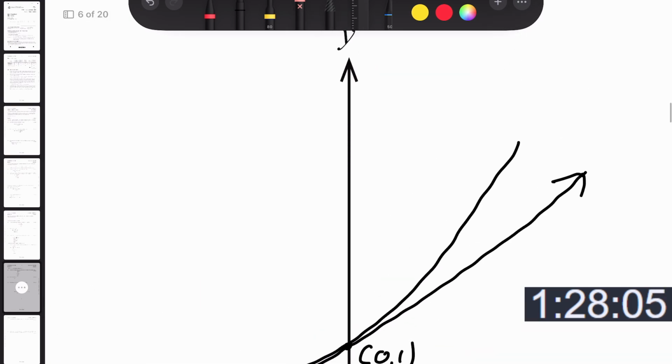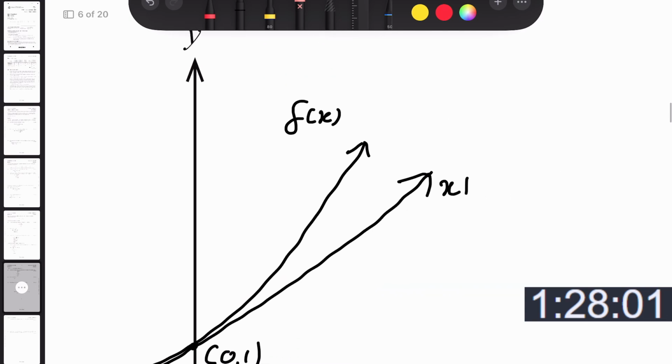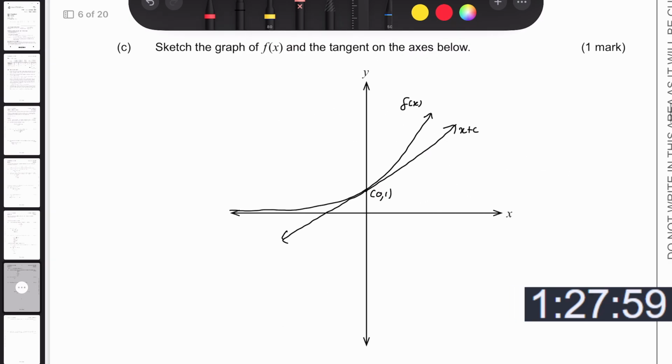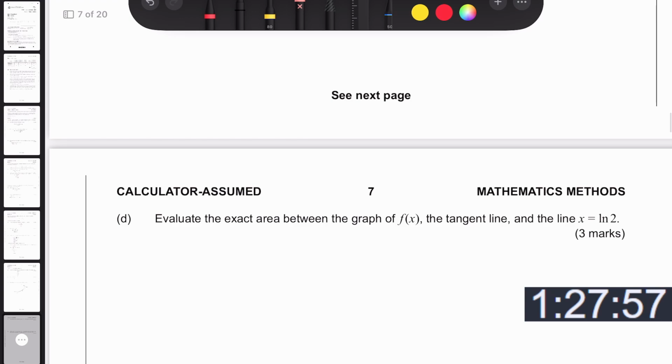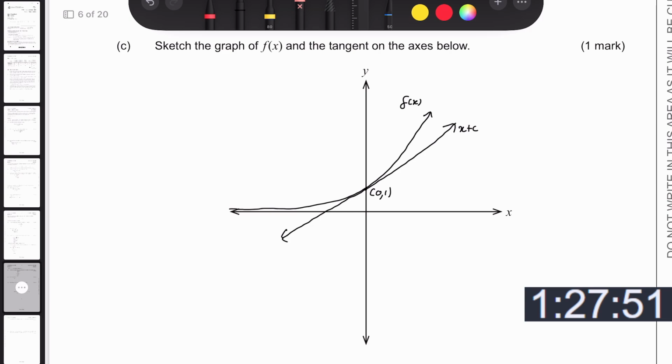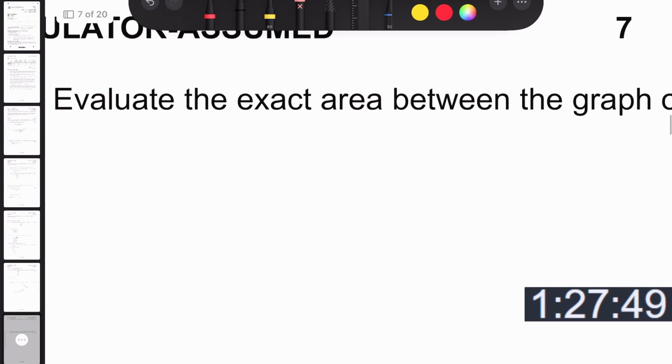Call this f of x, and this is x plus c. Evaluate the exact area between the graph of f of x, the tangent line, and the line x equals ln of 2. Area.